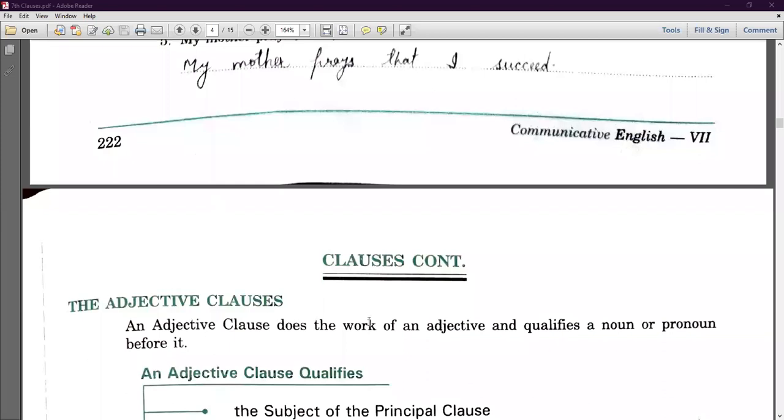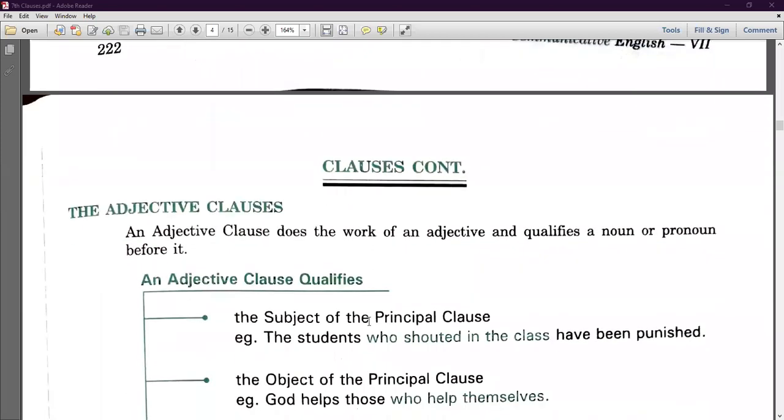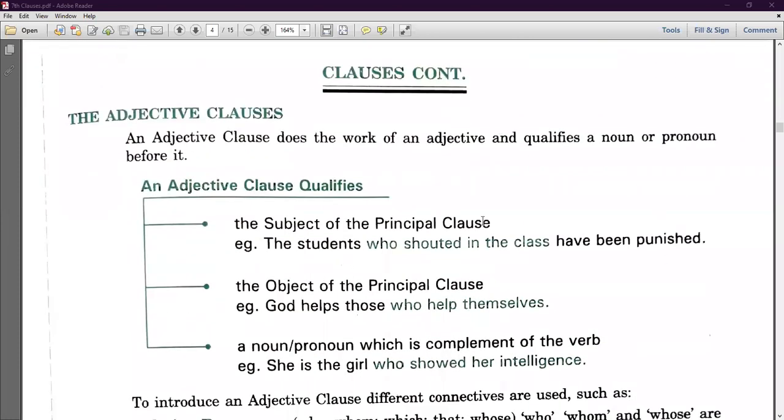Adjective clause works as an adjective. You know what an adjective is, right? So an adjective clause does the work of an adjective and qualifies the noun or pronoun before it. Okay, so what does it say? There should be a subject in the principal clause.